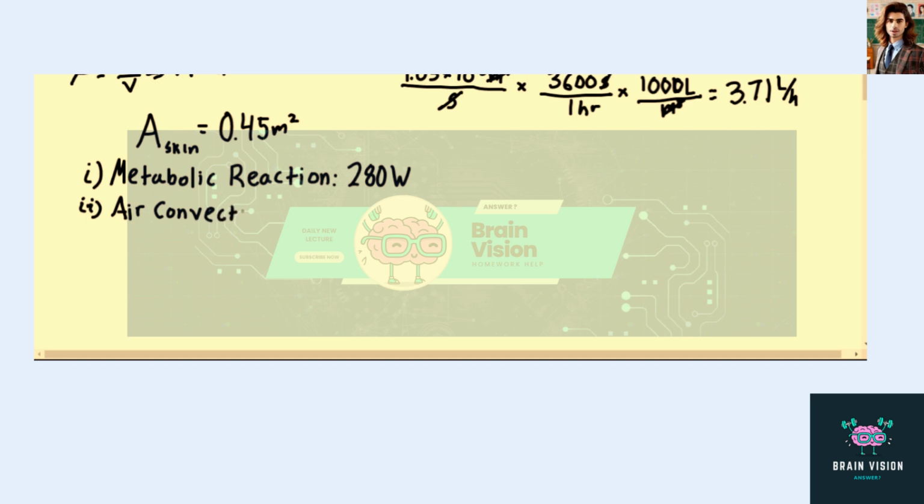Now, the expression for that source of heat will be equal to 54 joules per hour times degrees Celsius times meters squared, times 0.45 meters squared, times 47 degrees Celsius minus 36 degrees Celsius.